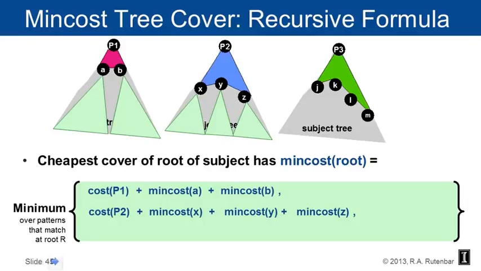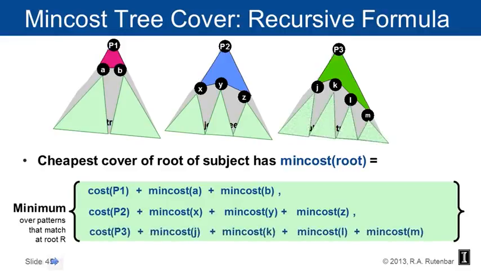What else do we have to look at in this minimum? We have to look at putting P3 up at the top. What does that cost? Same idea. It costs whatever the gate costs, which is cost P3, plus the minimum cost of covering all those leaf nodes. And so there are four triangles now. The min cost of J plus the min cost of K plus the min cost of L plus the min cost of M. These are three numbers.